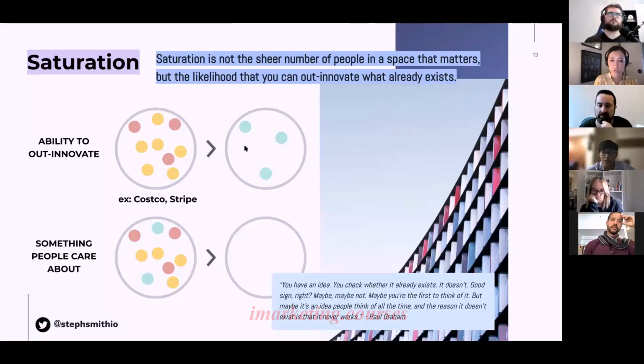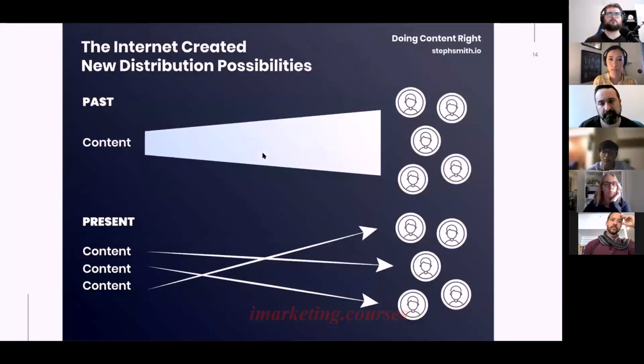And if you imagine these circles as industries, right, and this applies to startups as well, not just content, you actually likely want to be in a space where there's a lot of people participating, but if you imagine none of them are really doing a great job for the customers or for the readers, those are amazing opportunities. And Costco and Stripe entered those industries, general retail and fintech in particular. They saw a gap. It wasn't uncompetitive, but they saw a way for them to be more competitive than what existed out there.